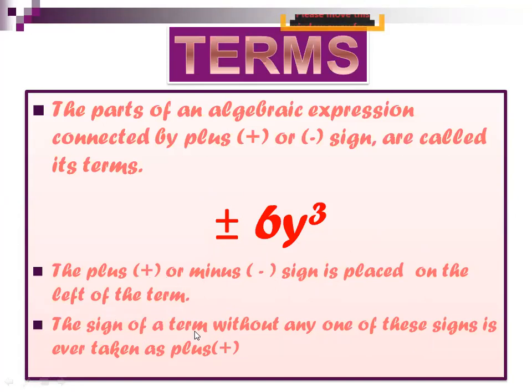Now, a term without any of these signs is always taken as plus. If you have nothing written before the term, no plus or minus sign, you will consider that the sign of the term is plus. If minus is written, you will say the minus sign is there. If plus is written, you will say the term has a plus sign. But if there is no sign, no plus or minus, you will say that the term has a plus sign.